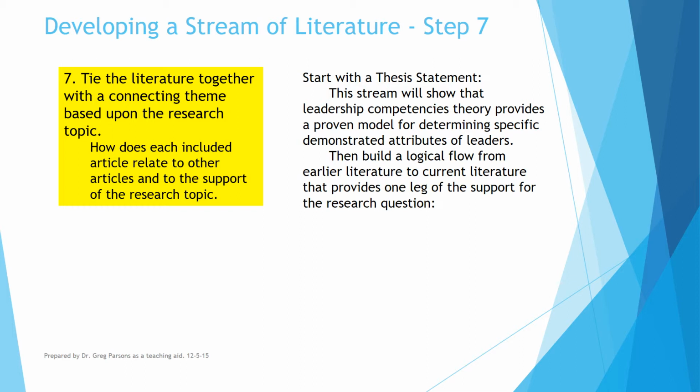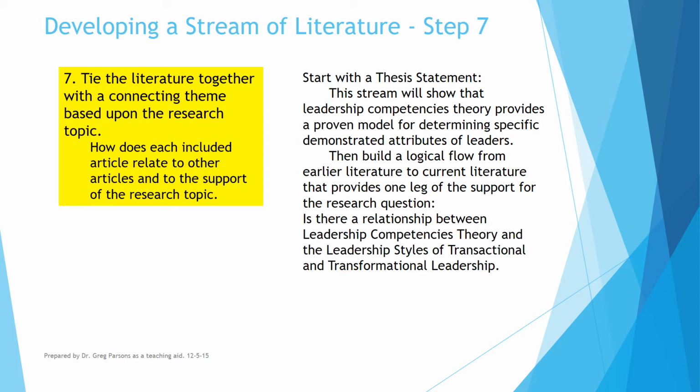Okay? So, for example, in this case, we might say this particular stream, our competencies leadership stream, will show that leadership competencies theory provides a proven model for determining specific demonstrated attributes of leaders. Then you're going to build the flow from the earlier literature to the current literature that provides one leg of the support for your research question. And the research question is going to be, is there a relationship between leadership competencies theories and leadership styles of transactional and transformational leadership?